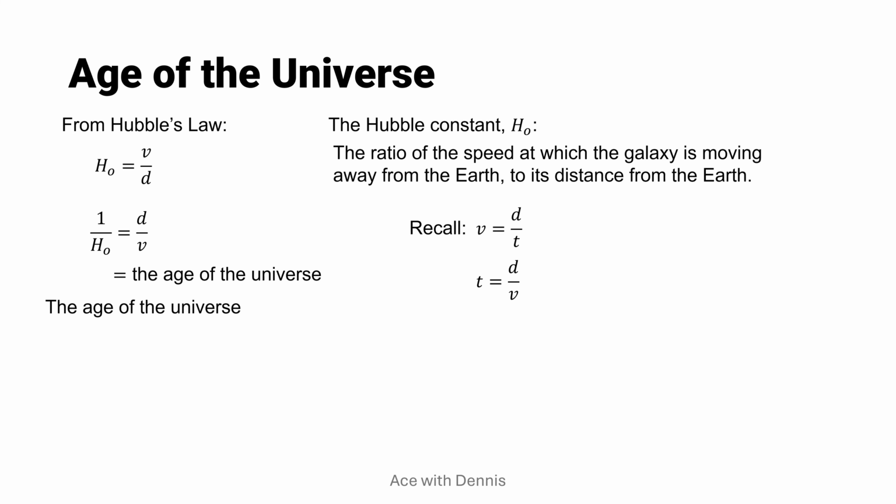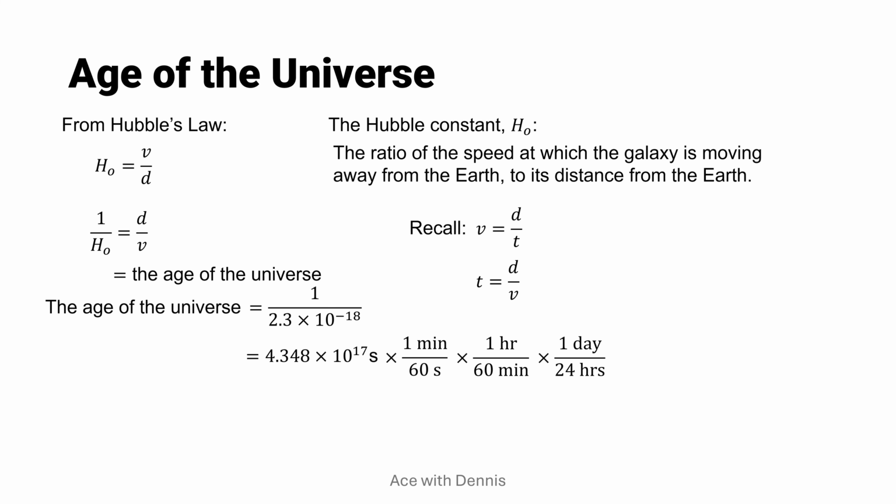Now, to calculate the age of the universe, it will be just 1 over the Hubble constant, which is 2.3 times 10 to the power of negative 18. If we calculate the value, we'll get 4.348 times 10 to the power of 17 seconds. And now we can convert this into years. So by multiplying 1 minute per 60 seconds, multiply 1 hour per 60 minutes, multiply 1 day per 24 hours, multiply 1 year per 365 days. And when we calculate everything, we will get 13.8 times 10 to the power of 9 years, or 13.8 billion years.